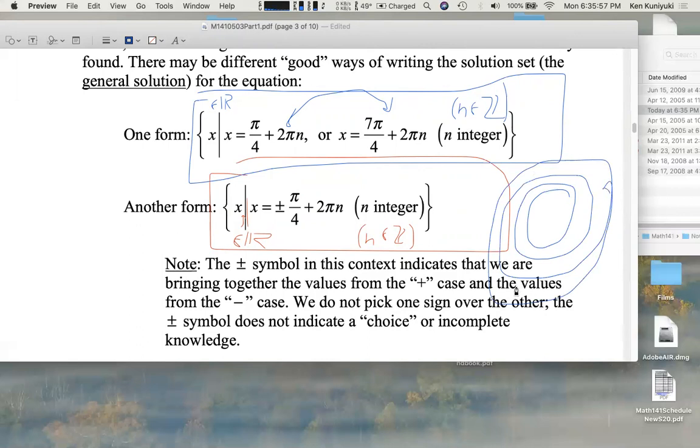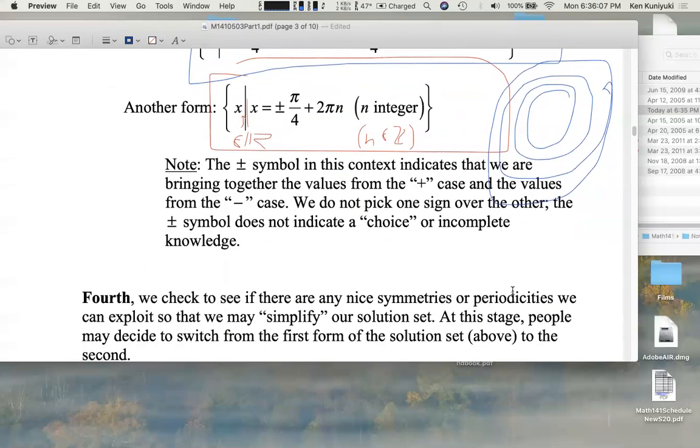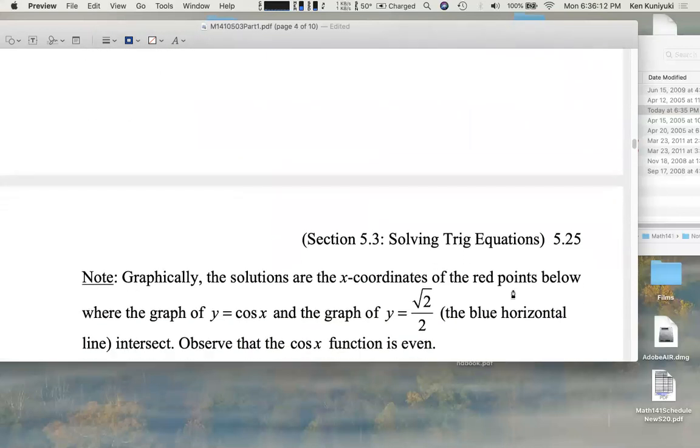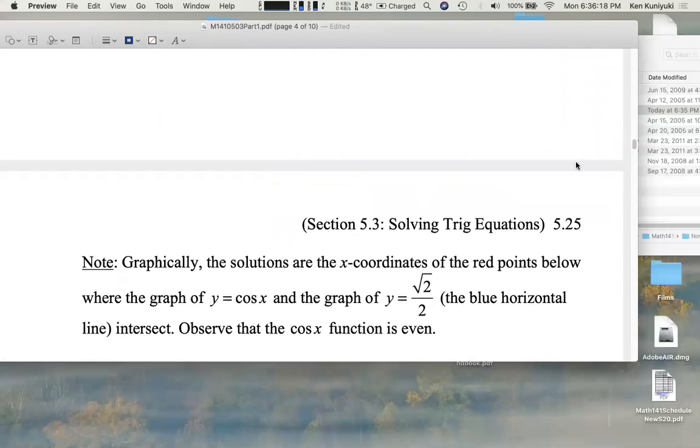So that was our first solve a trig equation problem in this section. Remember, your answer to a solve an equation problem is a solution set. Now, actually, there is a way of visualizing this, and we'll discuss that briefly next time.